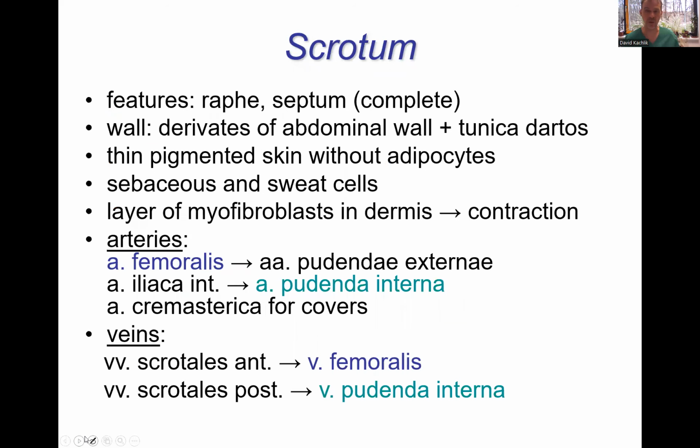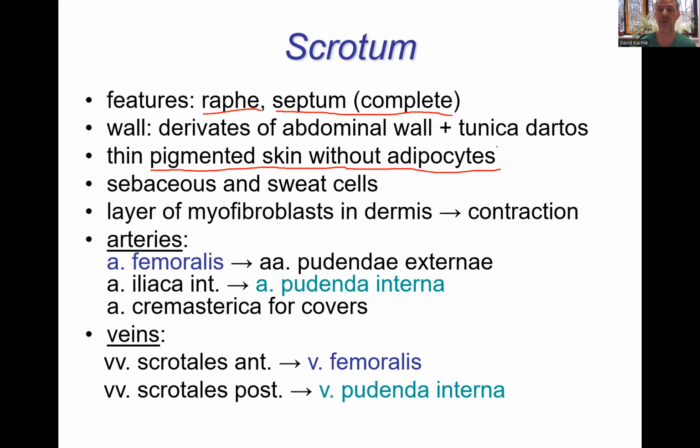And we continue to the last organ, which is scrotum. Scrotum is just the sac containing 2 testicles. It is divided by complete septum. It is formed by 2 labioscrotal folds, which grow together. So that's why we have a raphe there. The wall is formed the same way as the wall of spermatic cord. So it's formed by derivatives of abdominal wall, and it contains skin, which is more pigmented with many sweat glands, which also helps to lower the temperature.